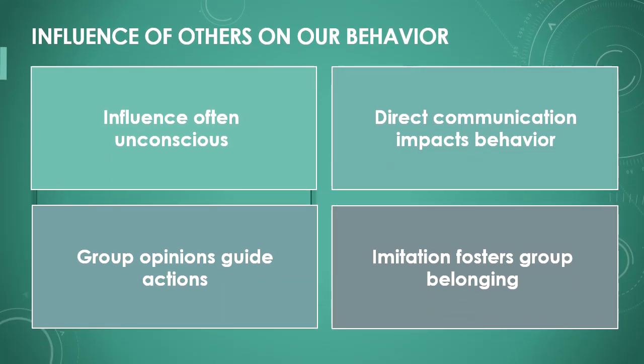We are often influenced by other people, even if we are not always aware of it. This influence can happen through direct communication, or through group opinions. Unconscious factors like facial expressions or gestures of others also play a role. In many cases, we choose to imitate the behavior of others because we want to feel like part of a group.